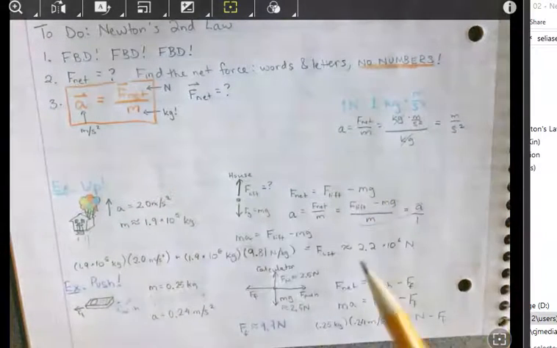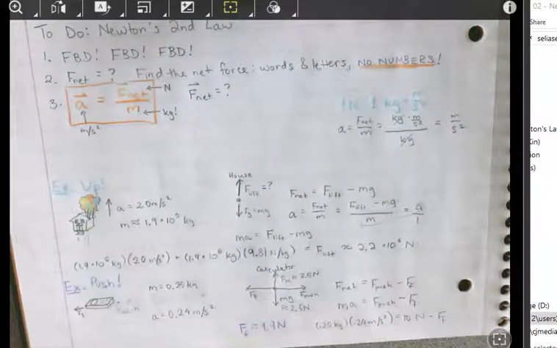Make a new free body diagram in your notes. Do not muck up your old work. Make a new example for letting go. And make a new free body diagram. Pause, press play to check your work.